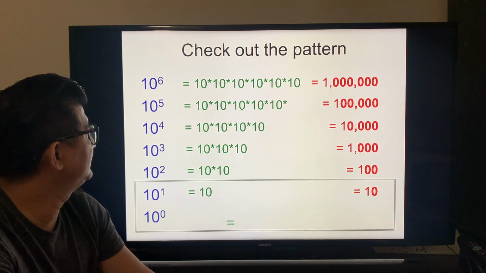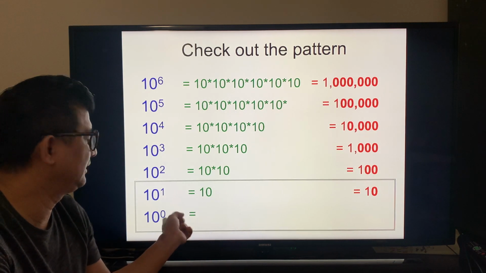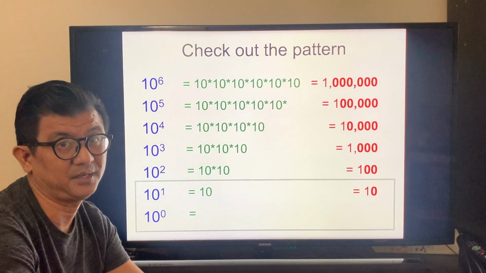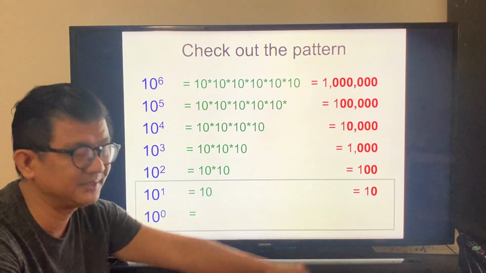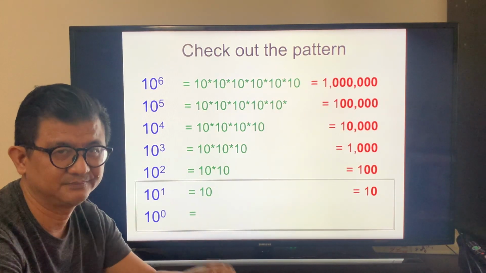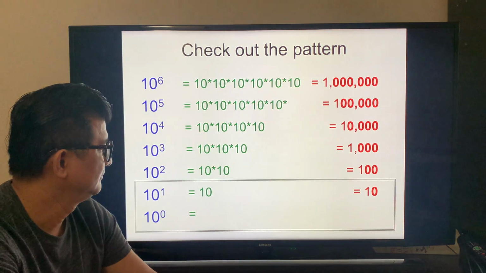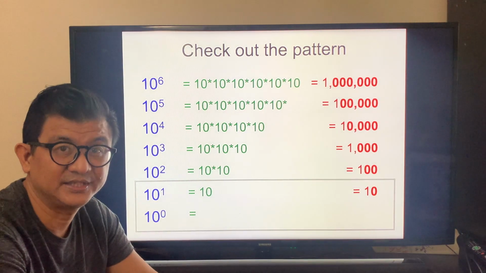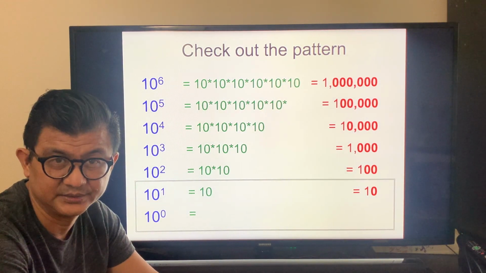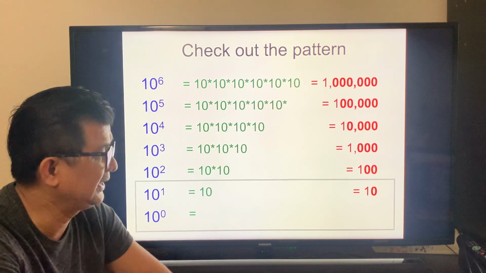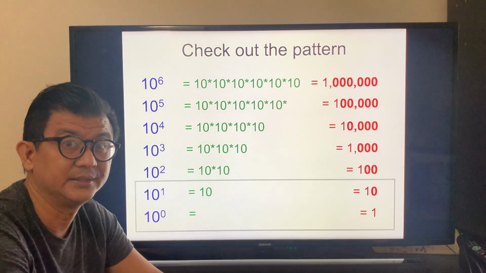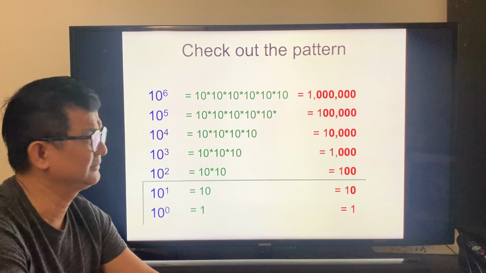If you look at the patterns, what could be the value of 10 to the 0 power? What would happen there? Think. What? You say the answer is 0 or 1? Yes, the answer is 1. But how did we get that?